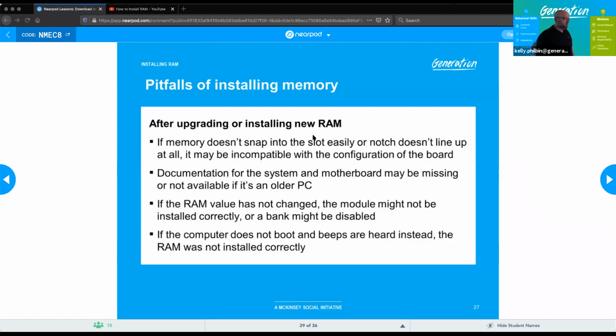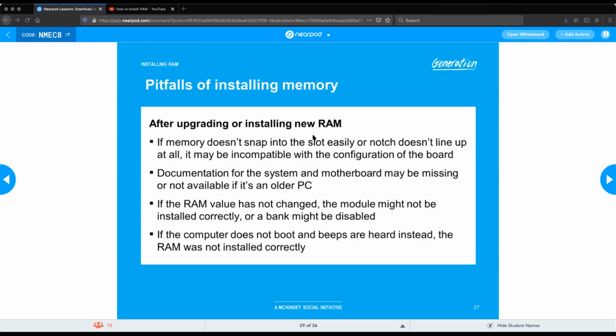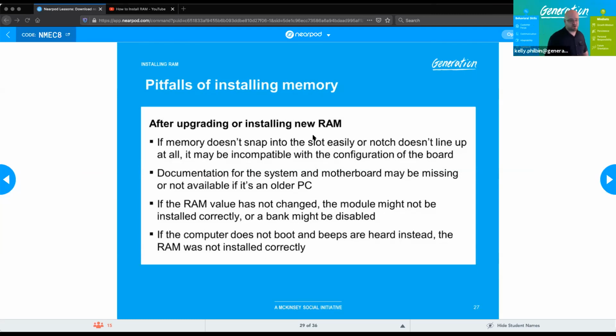If the computer does not boot and beeps are heard, what does that mean? When we hear beeps, what is that? The POST test. POST error. Very good. Thank you, Frank. So we get a series of beeps, computer doesn't boot, POST error. So what do we do when we get a POST error? Count the beeps and look it up to see what the error message will be. Excellent. I hear you, Amber.